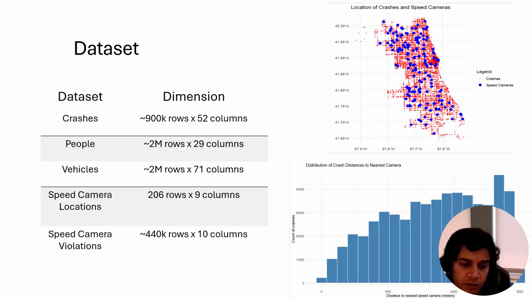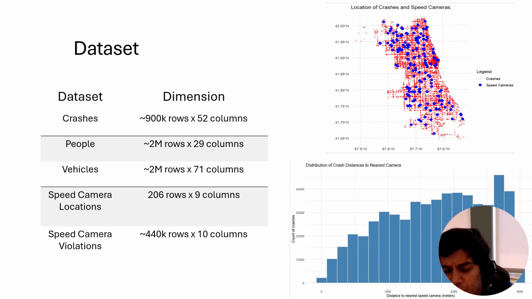Like I mentioned, I'm working with 5 datasets. Their sizes are all over the place. As you can see, one has 206 rows and others have roughly 500,000 to over 1,000,000 rows. In the top right corner, I am plotting a graph which shows you the location of the speed cameras as well as the crashes. The blue dots represent the speed cameras and the red dots represent crashes. I will say I'm only plotting 10,000 crashes, whereas the dataset contains a whole lot more. So yeah, there's a lot of crashes that take place in the city of Chicago.